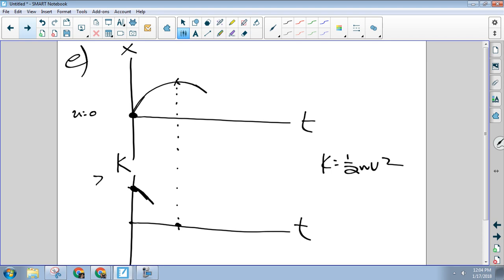So I'm looking at something like this. Notice your kinetic energy is never negative, because kinetic energy can't be. It's 1/2 mv squared. Mass is never negative. V squared is never negative. Kinetic energy is never negative. Cool?